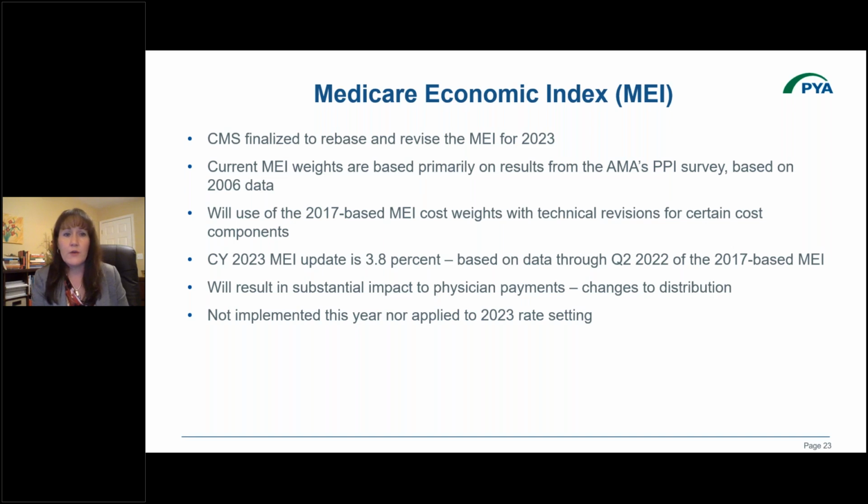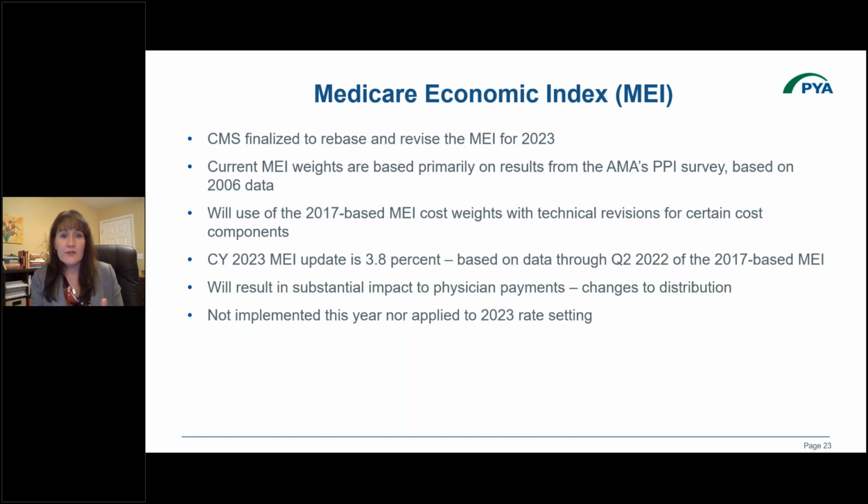In the same manner with the Medicare Economic Index, CMS actually finalized rebasing and revising the MEI for 2023 based on the 2017 cost weights. They've included some technical revisions to that as well, but they're not actually implementing the rate setting to 2023 based on that. They've just finalized the concept. They said that basically this would be a 3.8% update, and it's based on data in the 2017 based MEI through quarter 2 of 2022.